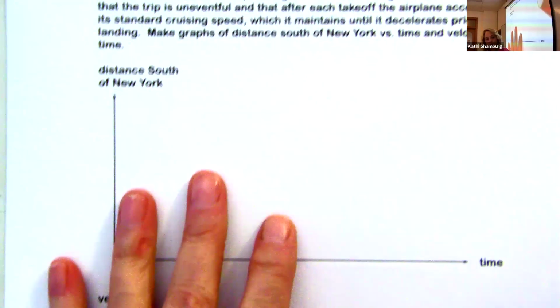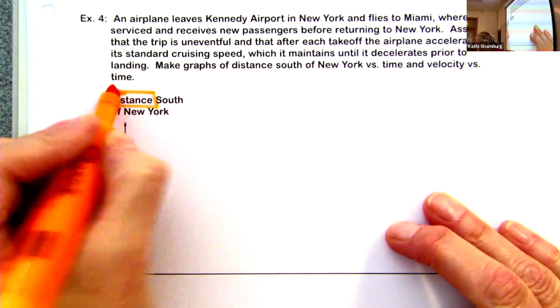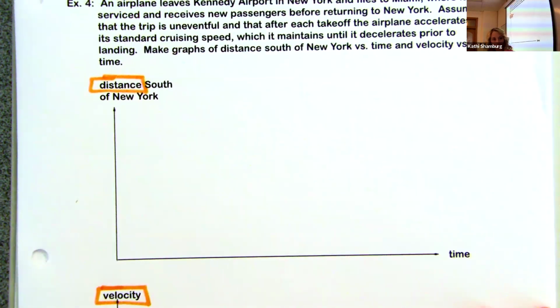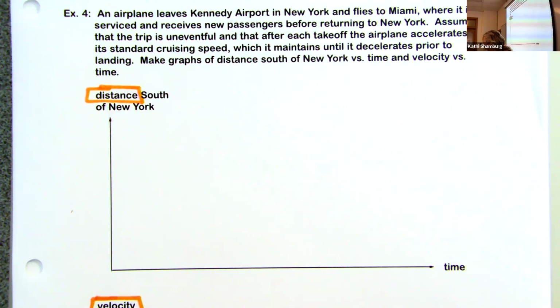Okay, so notice here is your distance graph and here is your velocity graph. An airplane leaves Kennedy Airport in New York and flies to Miami, where it is serviced and receives new passengers before returning back to New York. Assume that the trip is uneventful and that after each takeoff, the airplane accelerates to its standard cruising speed, which it maintains until it decelerates prior to landing. Make graphs of distance south of New York versus time and velocity.